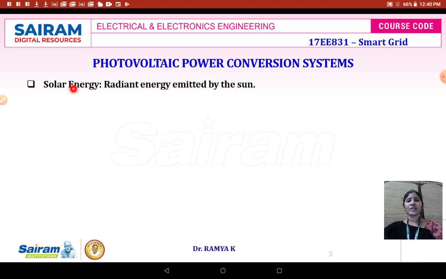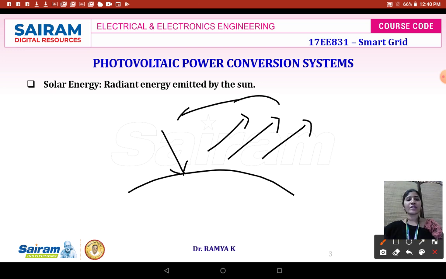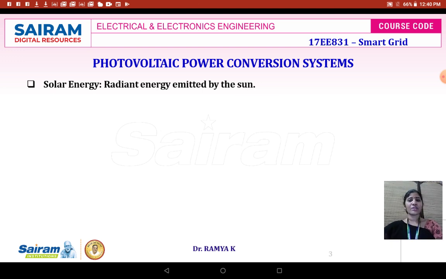Whatever energy is emitted from the sun is not directly absorbed by the land or water or ocean or any other surface. Part of the radiation is absorbed by the earth's surface, and part of it gets reflected back to the atmosphere, or reflected back by the clouds. And when it hits the cloud, again part of the wave gets reflected back to the atmosphere.